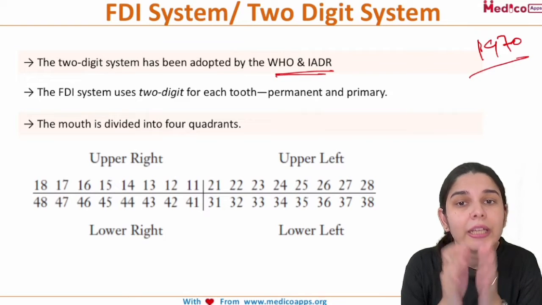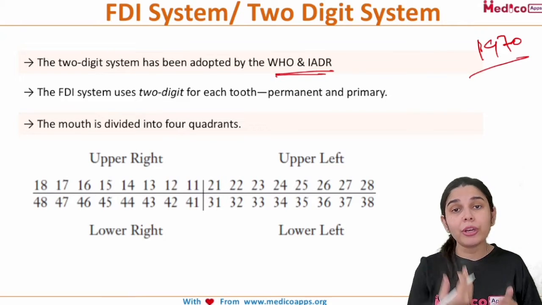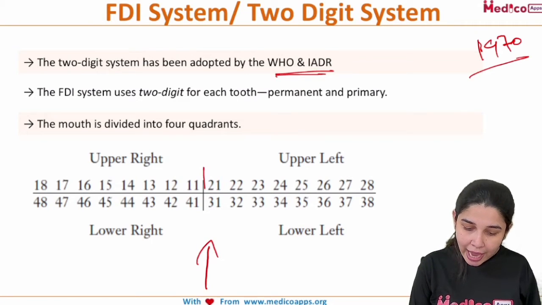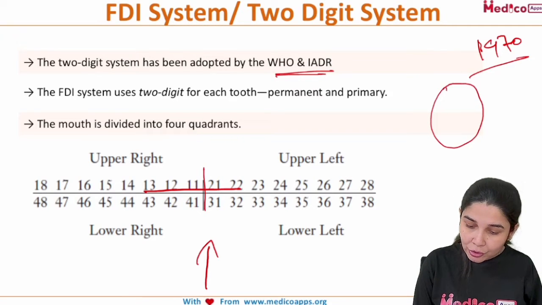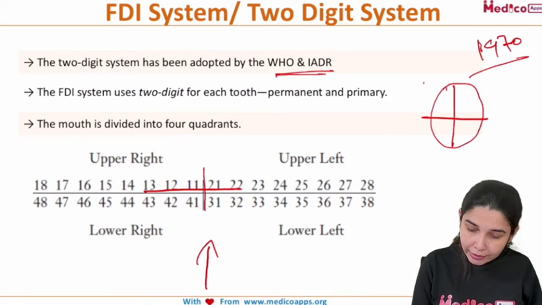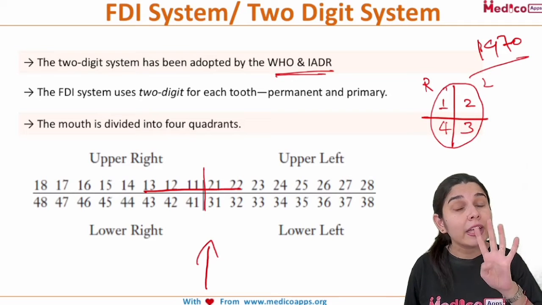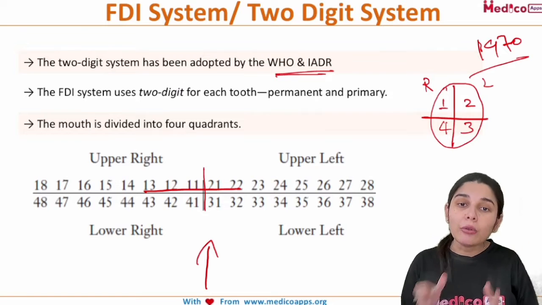Now, the tooth numbering system works by dividing the mouth, the oral cavity, into four quadrants. As you can see in this image, if this is your oral cavity, we have divided it into four quadrants. If this is the right and this is the left, we will number 1, 2, 3, 4. This is the FDI tooth numbering system, dividing the oral cavity into four quadrants, 1, 2, 3, 4.